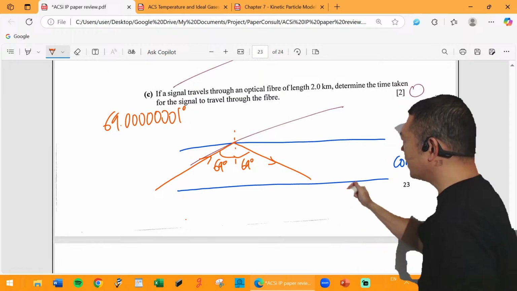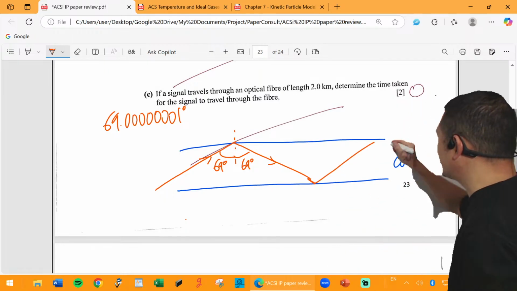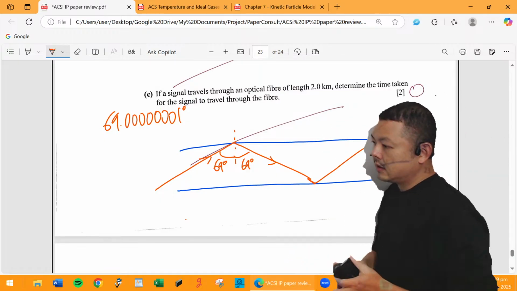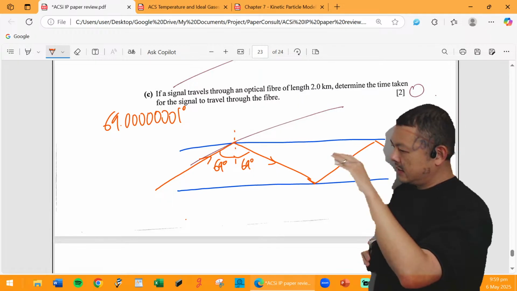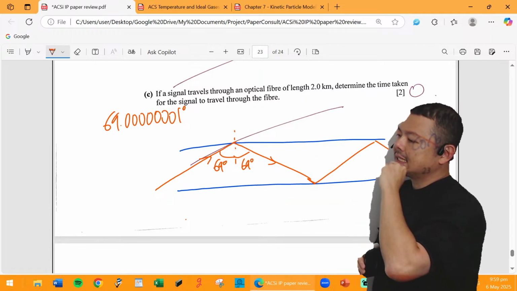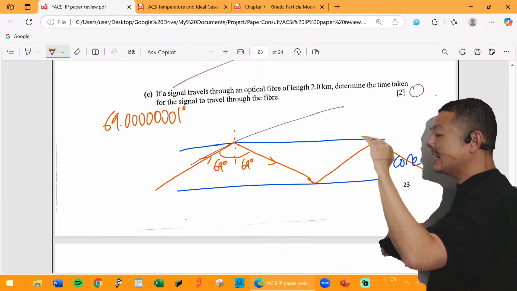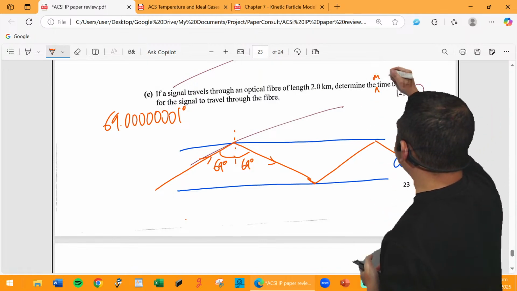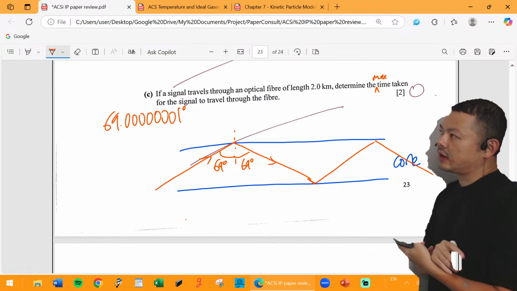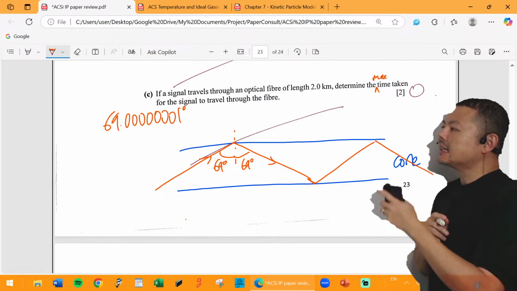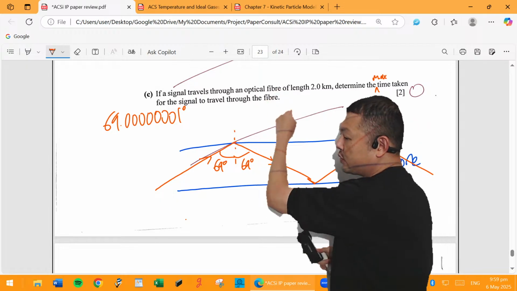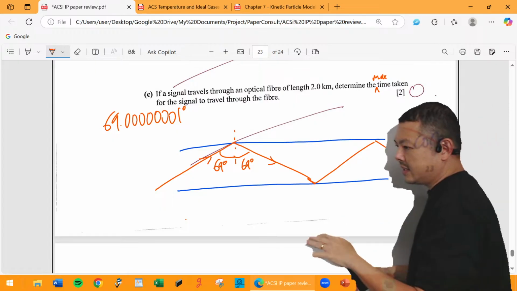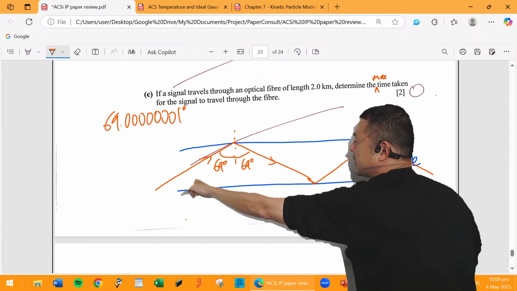You understand this? Basically, you have a light ray that goes like this, and it continues to go like that, all the way to the end. Do you understand that? Okay, good. Listen very closely. There's a flaw in this question. The question should have said, determine the maximum time taken for the signal to travel through the fiber. The maximum time taken is when it bounces up and down. Do you understand this? Because it travels the longest distance.